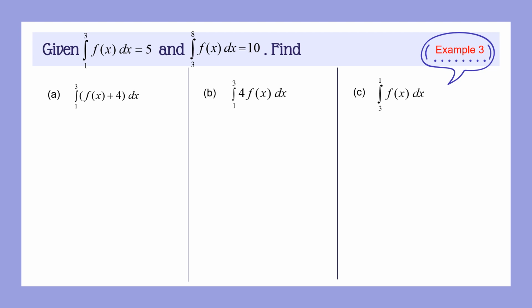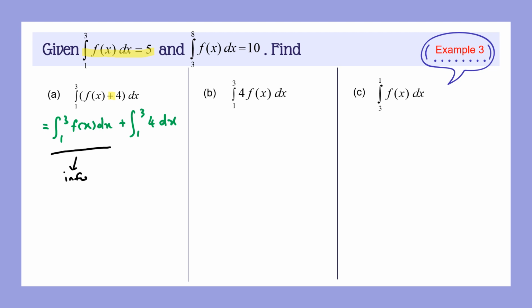Example 3. Given the integral from 1 to 3 of f(x) dx equals 5, and the integral from 3 to 8 of f(x) dx equals 10. Find question A, the integral from 1 to 3 of f(x) plus 4 dx. Since we have a plus sign here, we can split it into two parts. So we get the integral from 1 to 3 of f(x) dx plus the integral from 1 to 3 of 4 dx. The integral from 1 to 3 of f(x) dx here, we can get from the information: it equals 5.